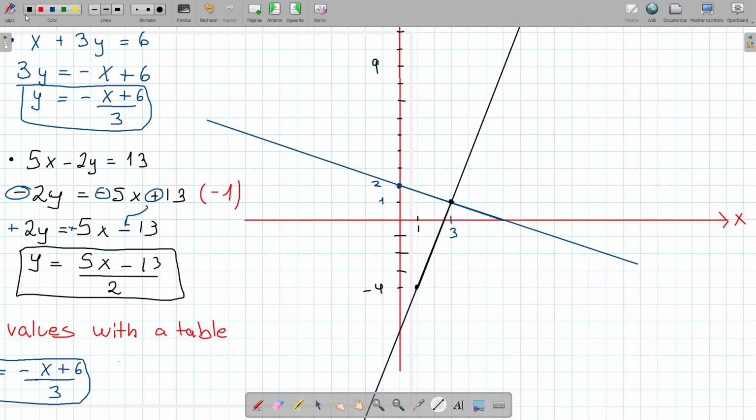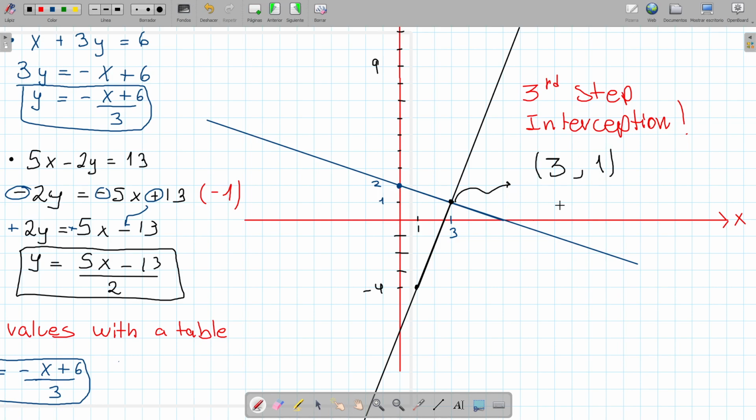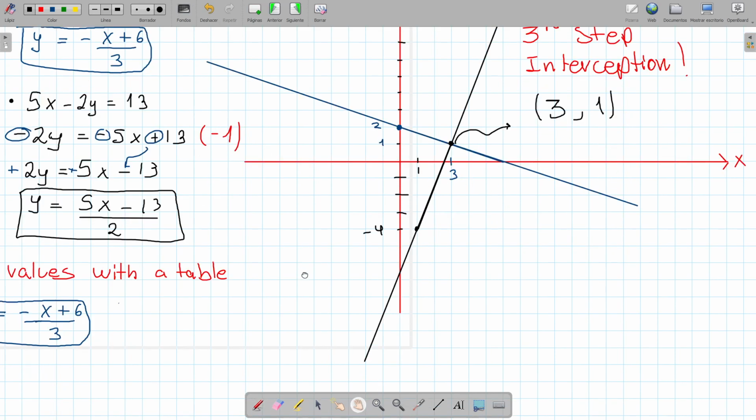And we have the intersection. The intersection is the answer, remember. That's the third step. The third step is always to look for the intersection. So in the intersection here, the value as a coordinate will be 3 and 1. This is the answer that you need to find in the test.